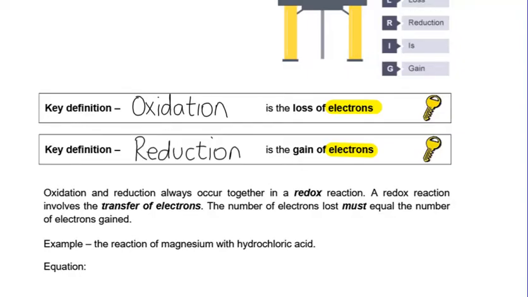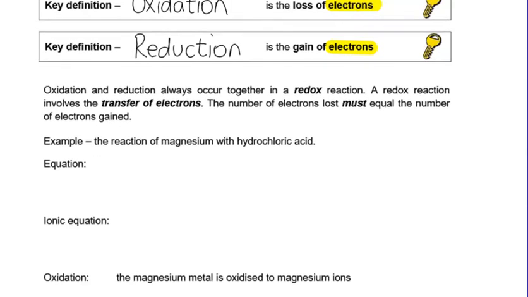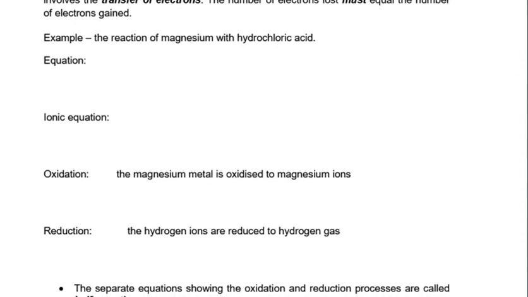They always have to occur together because if something loses electrons, they don't just fly off and float away, they've got to go somewhere. So it involves the transfer from one species to another, and the transfer of electrons must be a set number, so the electrons lost must equal the number gained. So these are just some key principles. Let's have a look at putting that into practice.